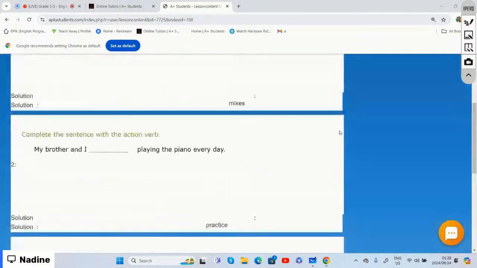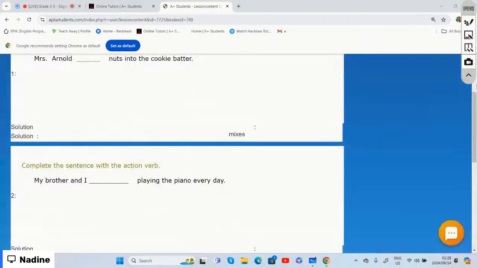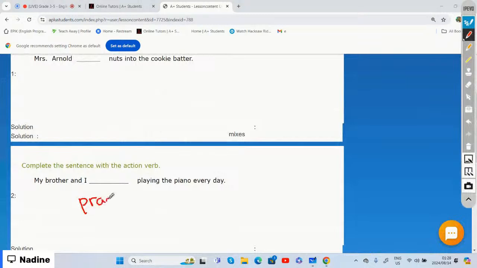My brother and I playing the piano every day. Do we say practice the piano or do we say practices the piano? So my brother and I, do we say practice playing the piano? Or do we say my brother and I practices playing the piano every day? Which one is correct?